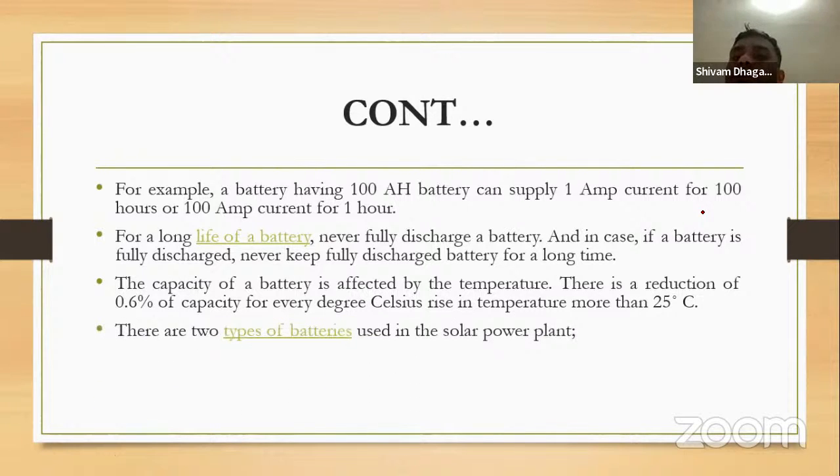There are two types of batteries used in a solar power plant: lead acid battery and nickel cadmium battery.